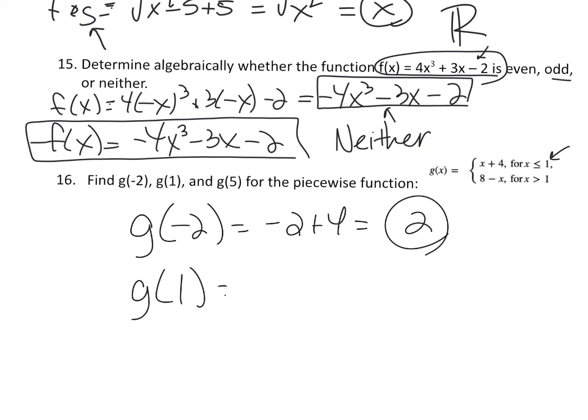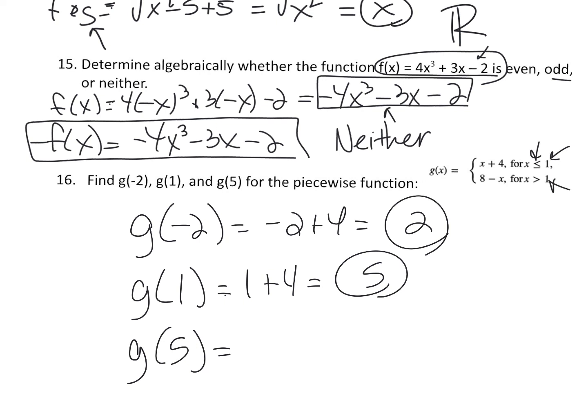Second answer, g of 1. I'm going to plug in 1. I'm also plugging it in up here because it says less than or equal to 1. If I plug in 1 there, I get 1 plus 4, which is 5. So the second answer is 5. And the last one, g of 5. 5, I'm plugging into this one because 5 is bigger than 1. I'll get 8 minus 5, which is 3. So the 3 answers are 2, 5, and 3.